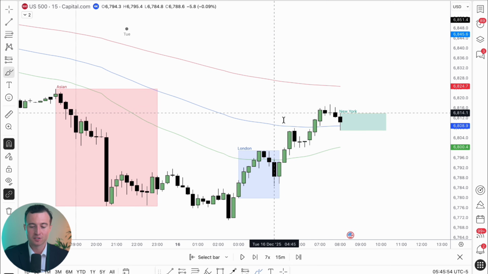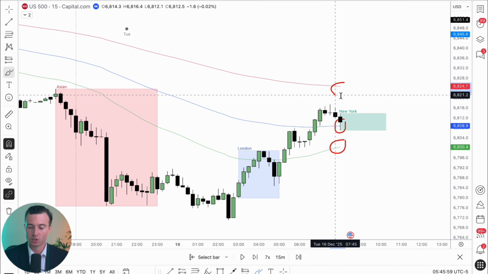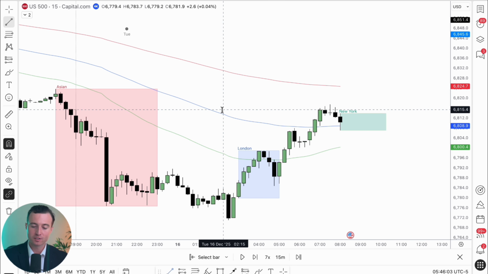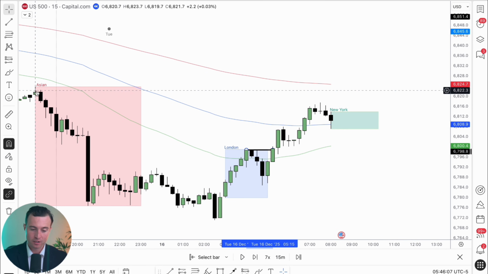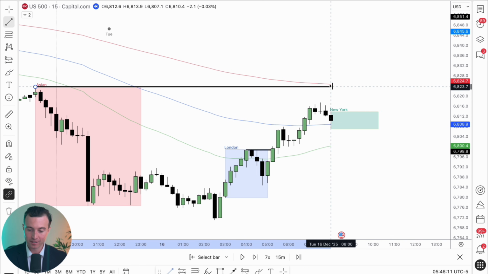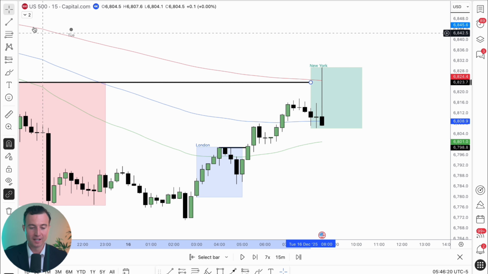So again, sell bias, market 50, 100, 200. This is again on US 500. We've taken out London high. We have not yet mitigated Asia high. And so we're waiting, we're during a kill zone, okay, and we need to see buy side liquidity taken out.